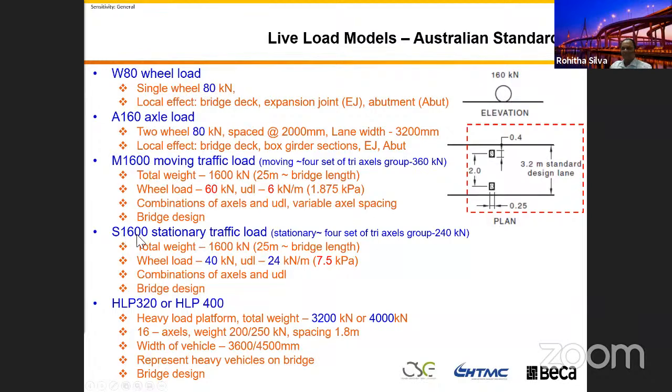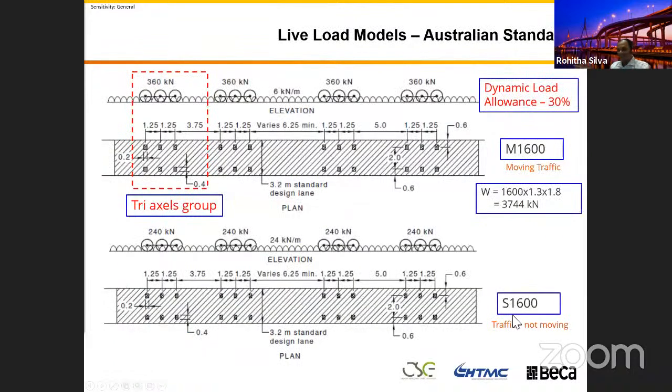If you go to S1600, the stationary traffic load, because it's stationary, you should not multiply this one by the dynamic load allowance, right? Because this traffic is not moving. Yeah, it's stationary. So therefore, you don't want to enhance this one by the dynamic magnification factor.